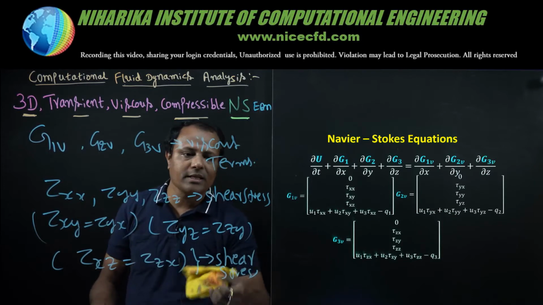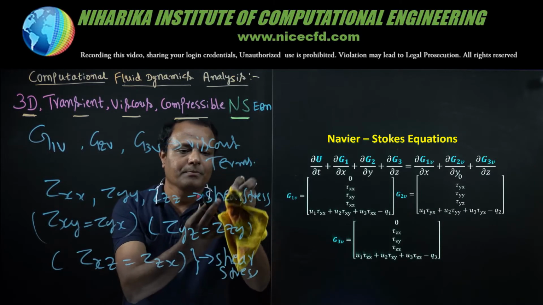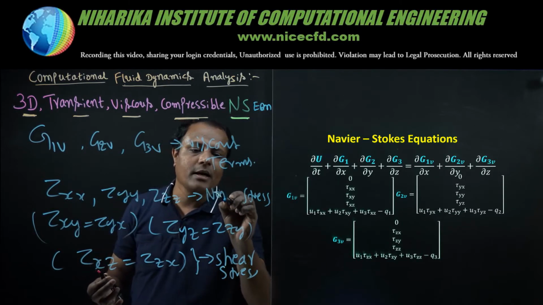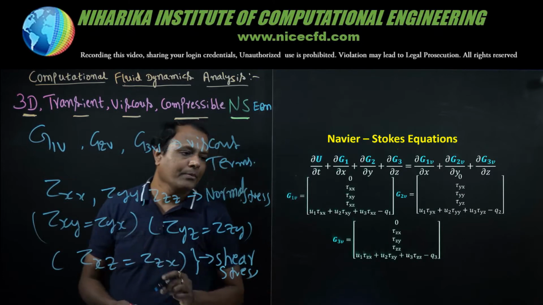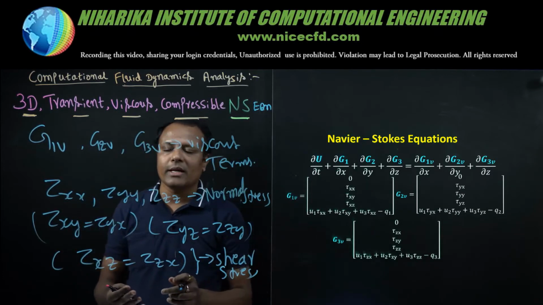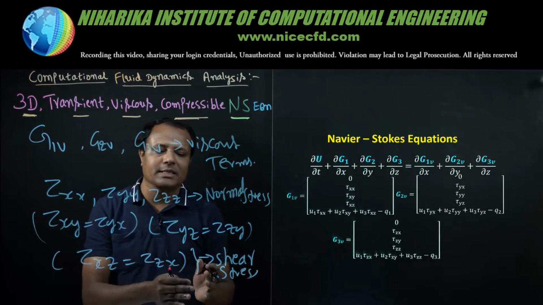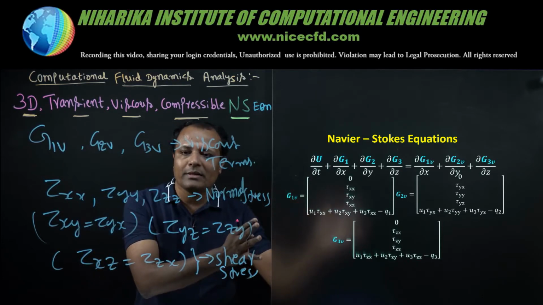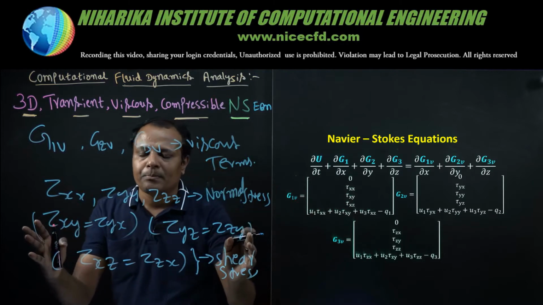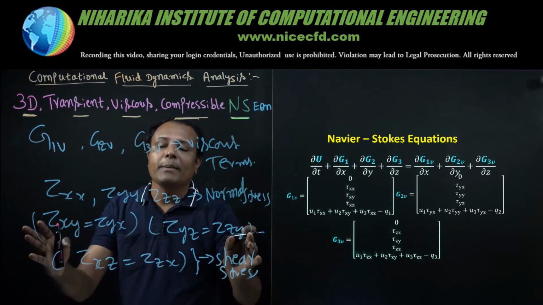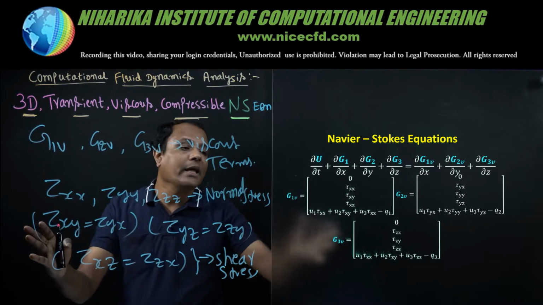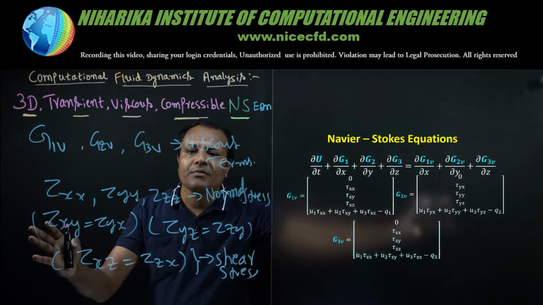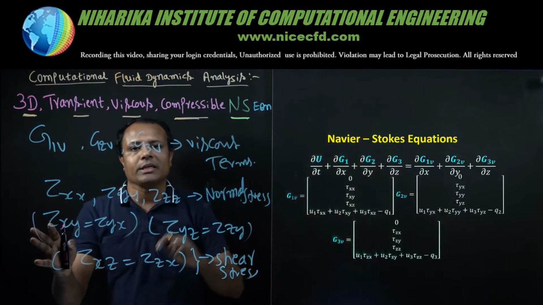Sorry, the first one is normal stress. Tau XX, tau YY, tau ZZ, they are normal stress. And Q1, Q2, Q3 are the conduction heat flux that we will understand later. So because of the presence of the terms which represent the impact of viscosity, G1V, G2V, G3V are called viscous terms of the Navier-Stokes equation.